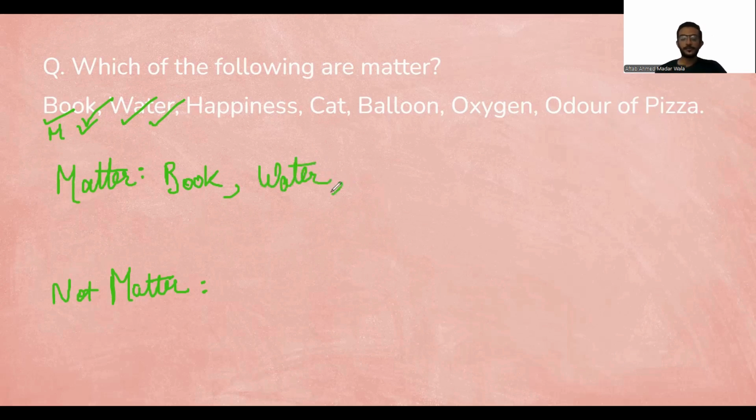Now let's talk about the next one, which is happiness. Does happiness have a mass? Do you feel heavier when you are happy? No. Do you feel like you are occupying more space when you're happy? No. So happiness is just a feeling which does not have any mass, nor does it have any volume. So is happiness a matter? No, happiness is not a matter. Happiness is just a feeling. Okay, I hope I made my point clear.